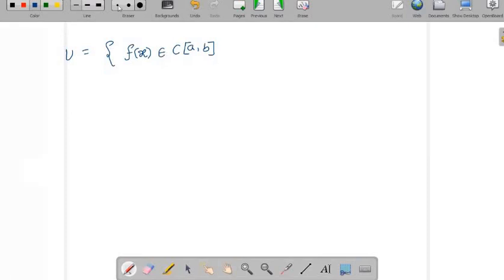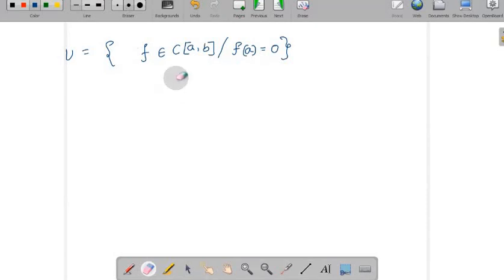And no need to write f of x here. I can simply write f only. This represents a function. U equal to the set of all functions which belong to C[a,b], a continuous function over an interval a comma b, such that f of a equal to 0. Okay, or if you don't want to restrict to an interval, you do one thing.